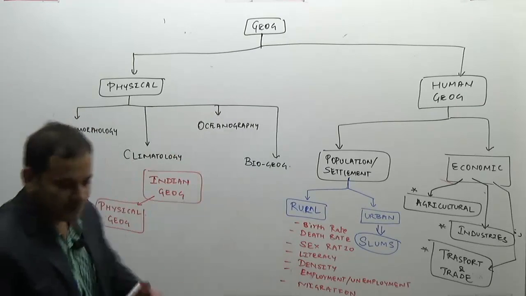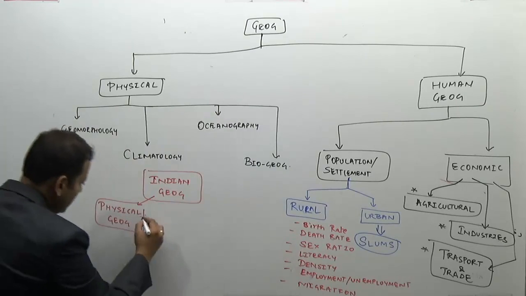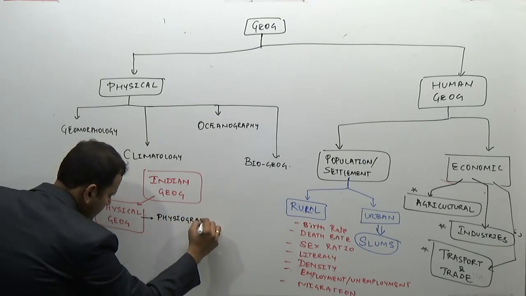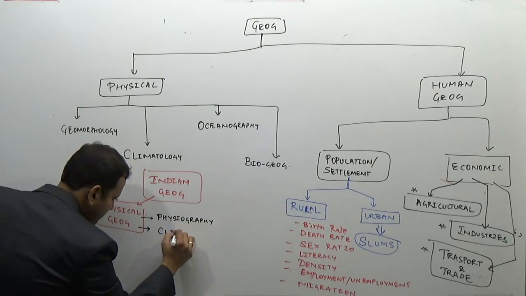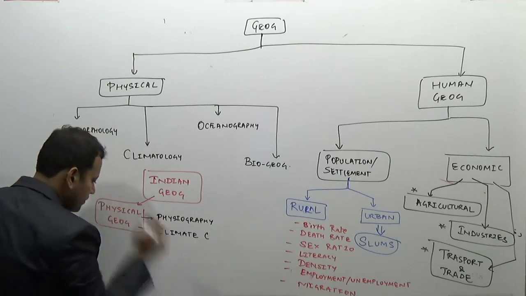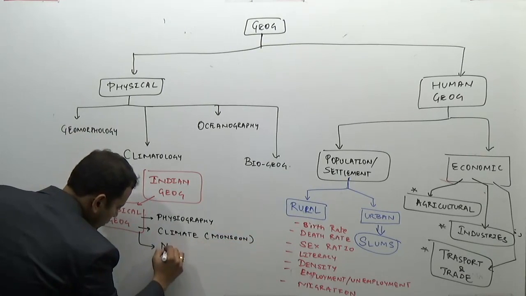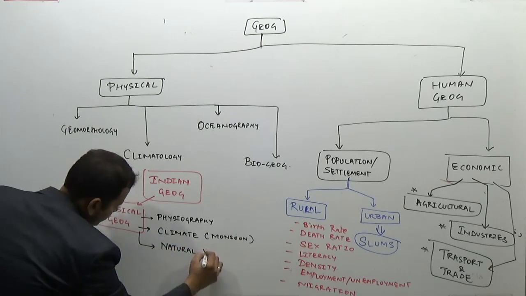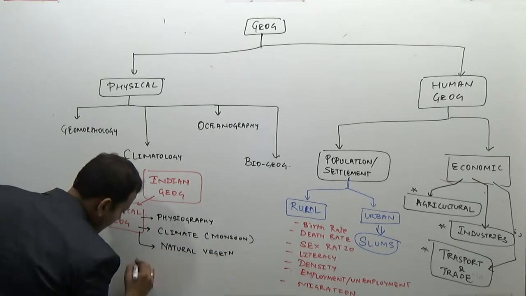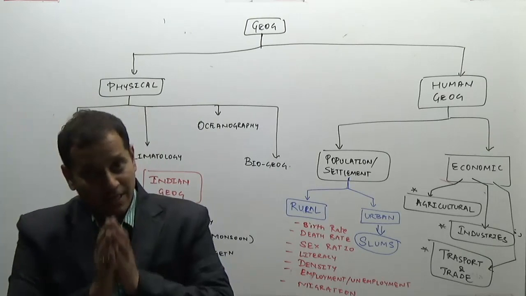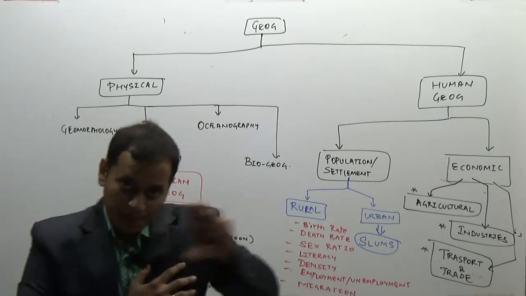The study of Indian physical geography will cover mountains, that is, the landscape or physiography of India, the climate of India, natural vegetation, soils, and some phenomena such as cyclones, earthquakes, tsunamis, etc.